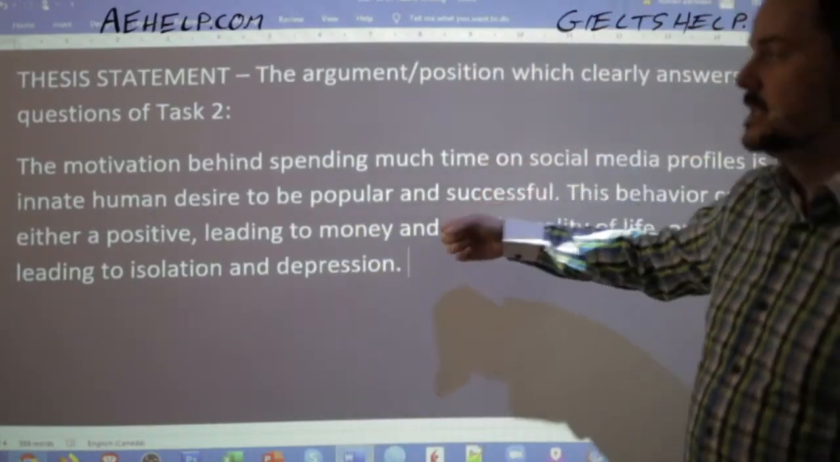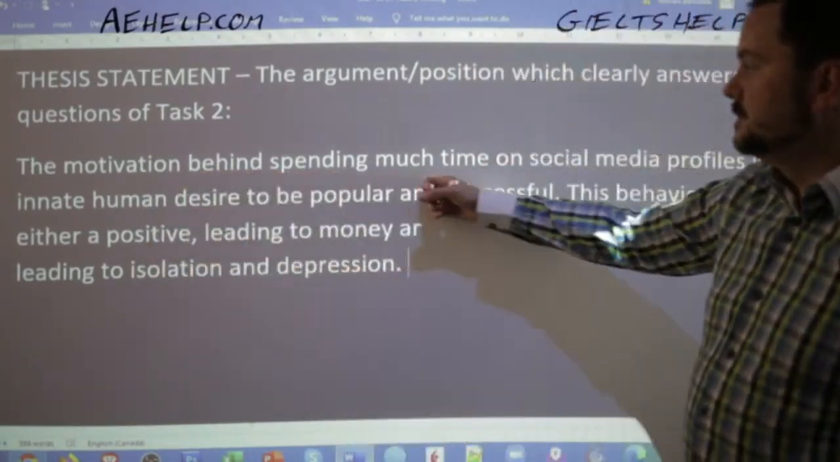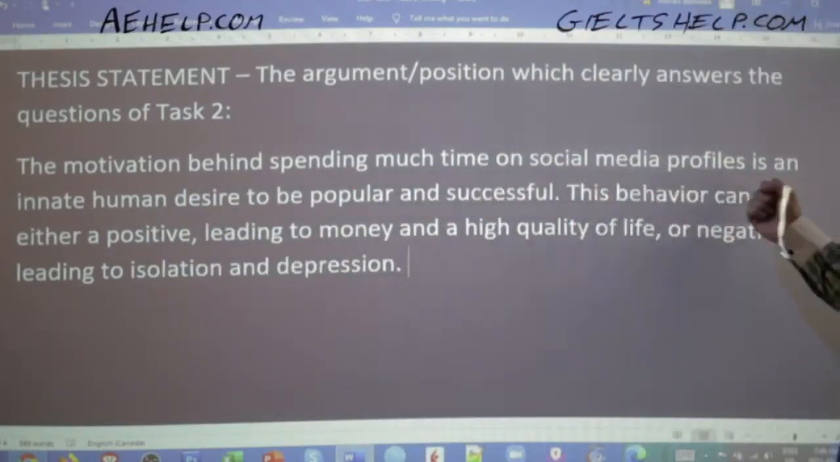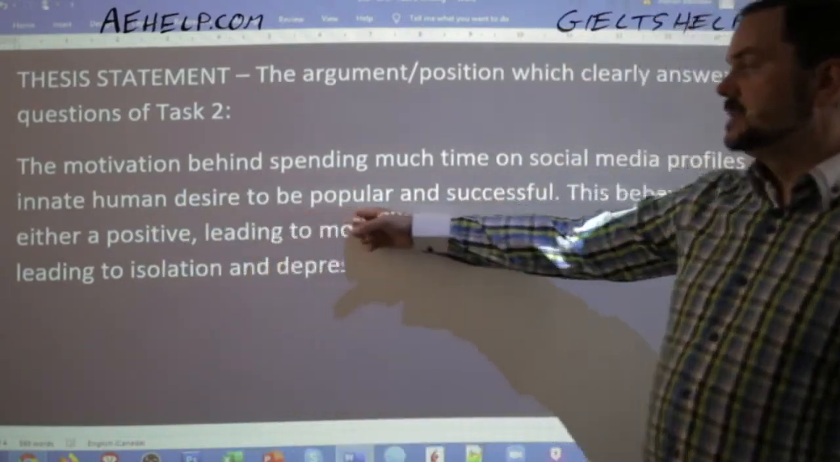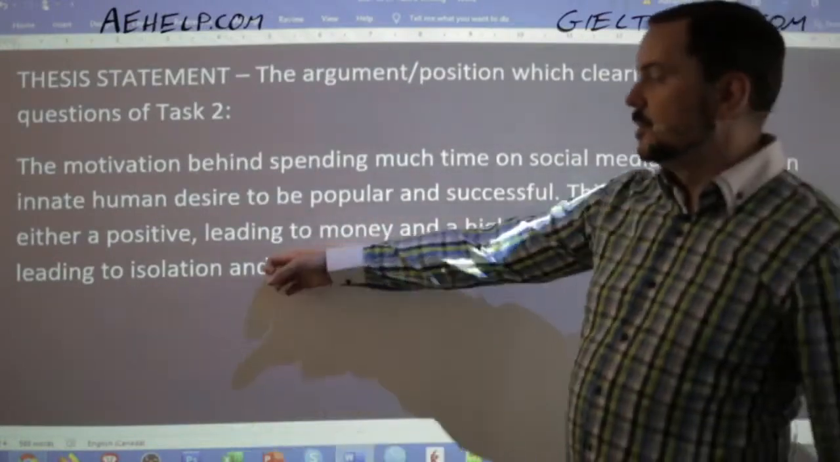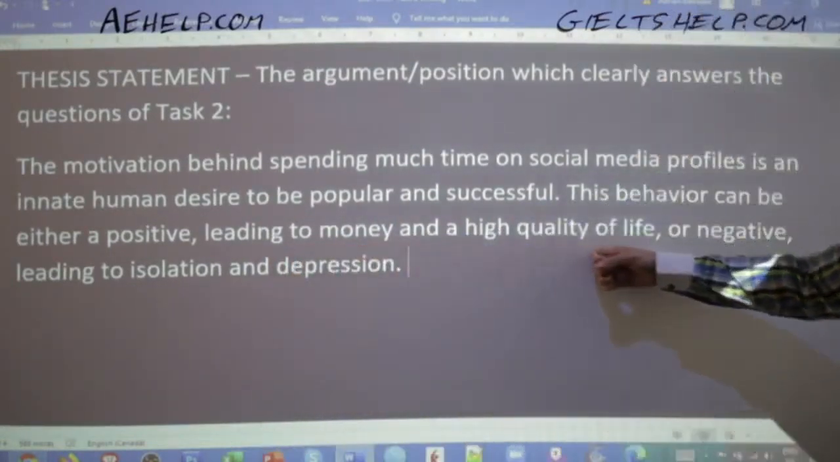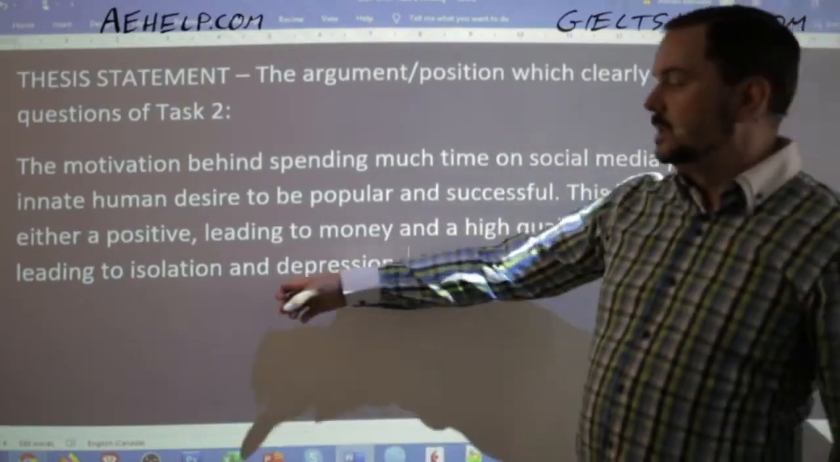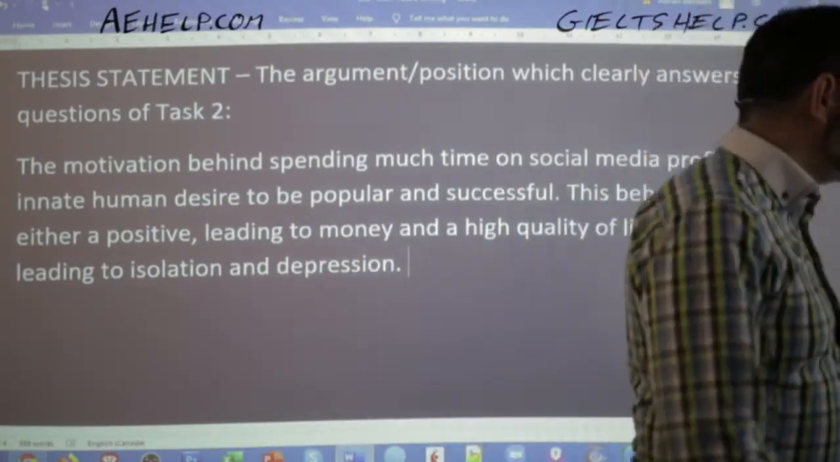It's 2 sentences. The motivation behind spending much time on social media profiles is an innate human desire to be popular and successful. This behavior can be either a positive, leading to money and a high quality of life, or negative, leading to isolation and depression.